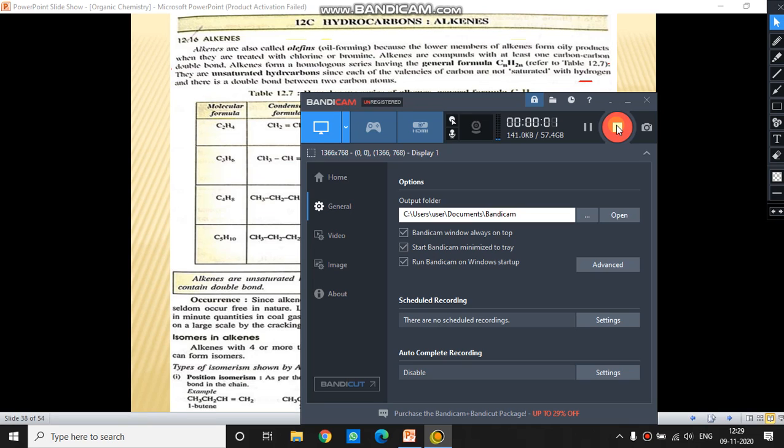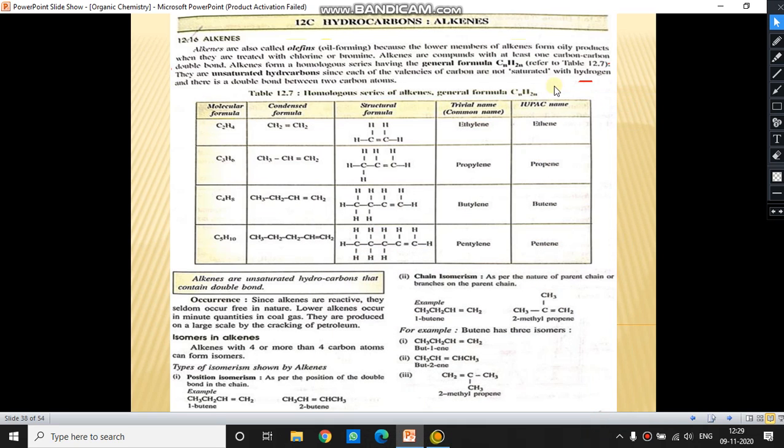We are continuing with the topic organic chemistry, and today we are going to study what are alkenes. Alkenes are also called olefins. Now, why are they called olefins? Because the meaning of olefins is oil forming. The lower members of the alkenes can make oily products with chlorine or bromine.